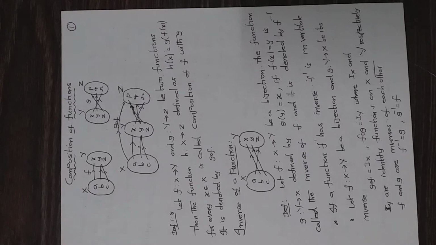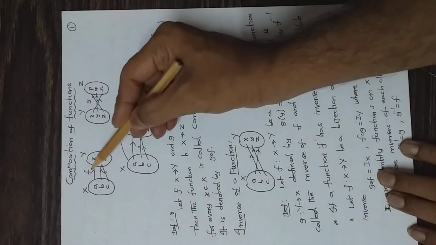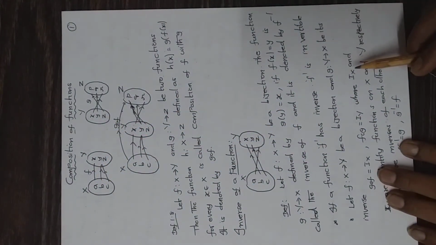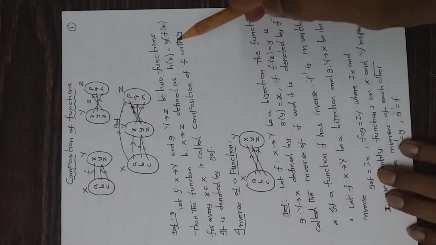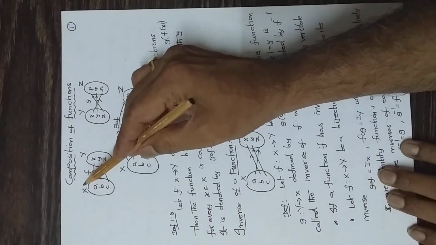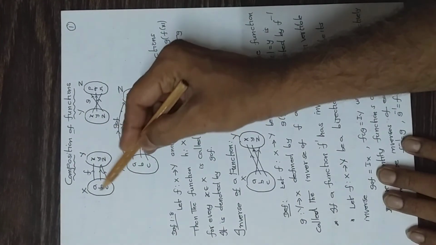Okay. So how will you combine these two? The codomain of f should be the domain of g. So f is defined from set X to set Y, whereas g is defined from Y to Z. Then you are defining a new function h, which is defined from X to Z. That means h of x is nothing but g circle f of x, for every small x belonging to capital X.